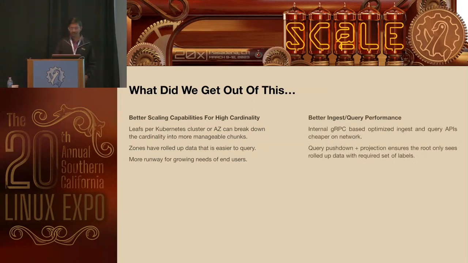We have better ingest and query performance. So what we ended up doing as part of this exercise is that we did not use the Prometheus remote write and remote read protocol between the zones and the leaves. We wrote our own gRPC-based API, which is a lot cheaper on the network.